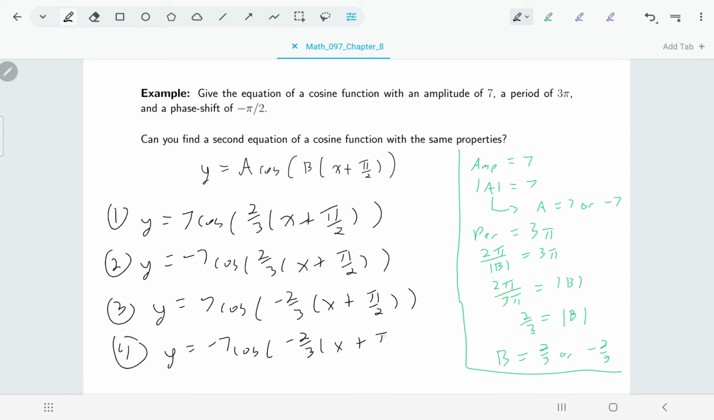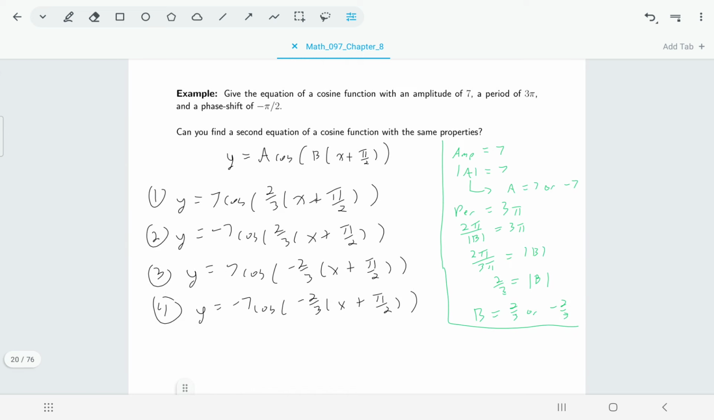All four of these equations have exactly the same phase shift of negative pi over 2. Whether we're using b being positive 2/3 or negative 2/3, all of those would give you a period of 3 pi. So these four functions all have the same period. And whether we're using positive 7 or negative 7, the amplitude would still be 7, so all four of these equations all have the same amplitude. So our answer to the question, could we find a second equation? The answer is yes, and a third, and also a fourth. There's lots of different equations that all will have the same properties.